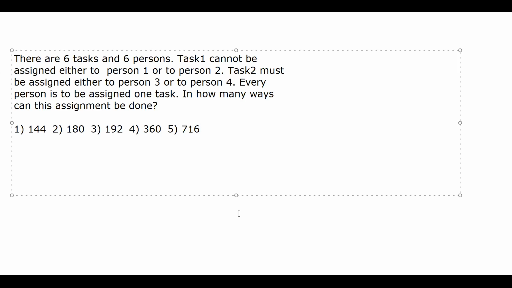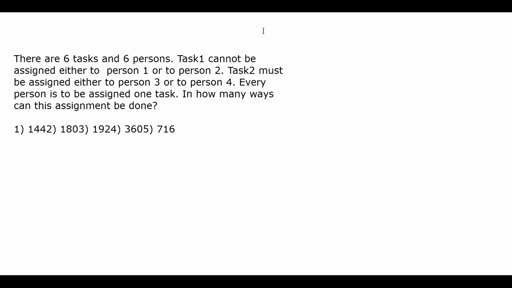Okay, so there are 6 tasks and 6 persons. We'll go according to tasks: 1, 2, 3, 4, 5, 6. Task 1 cannot be assigned to person 1 or person 2. Task 2 must be assigned to person 3 or 4. So we'll start with task 2. There are 2 ways of doing that. And then we'll go to task 1.